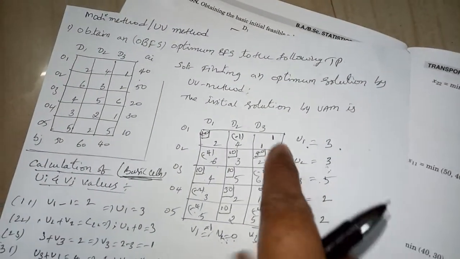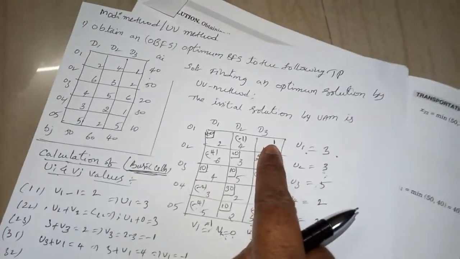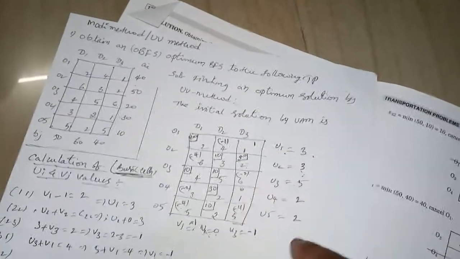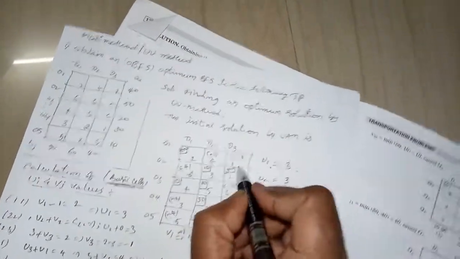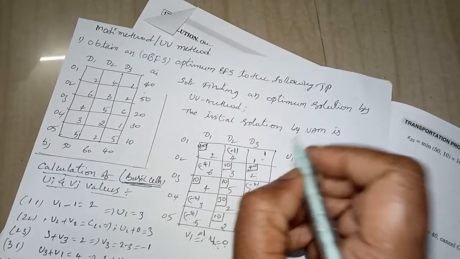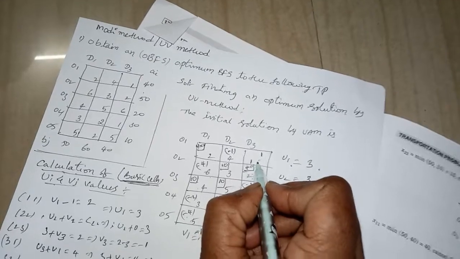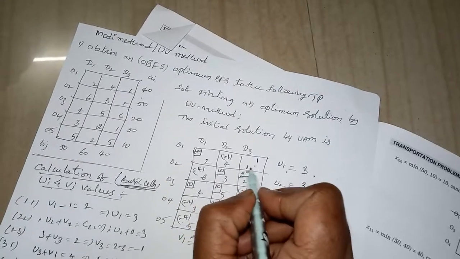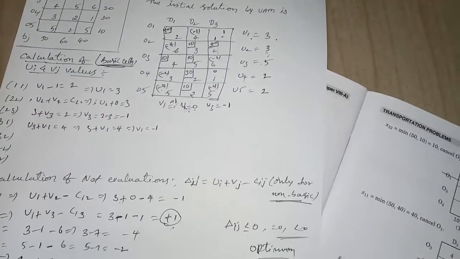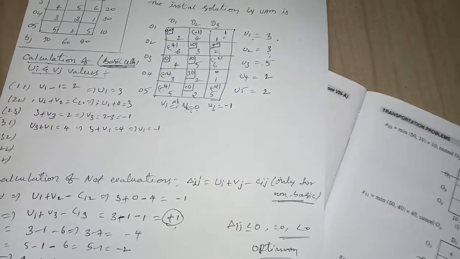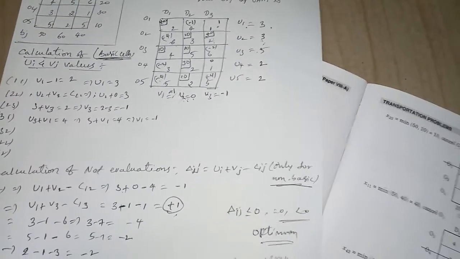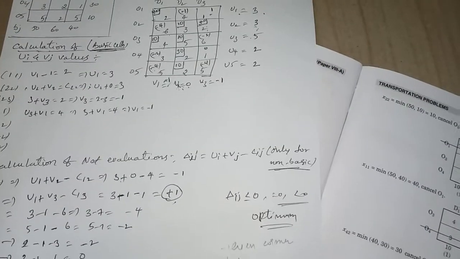Among all these, the second value is positive. So then you have to create a loop. So how to create a loop? Wherever the positive value exists, from that you have to start the loop. But the loop should have even corners, and it should cover the first point. It should have even corners, and the second point is that the corners should be basic cells.